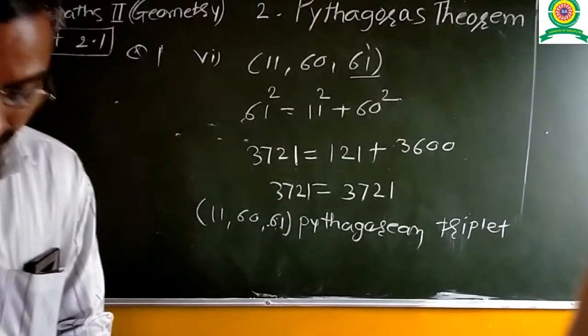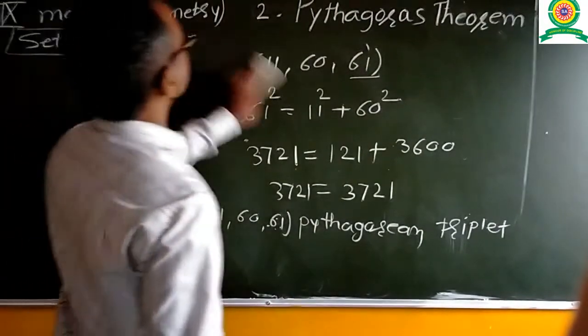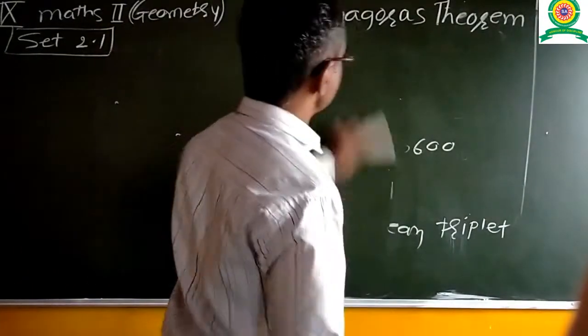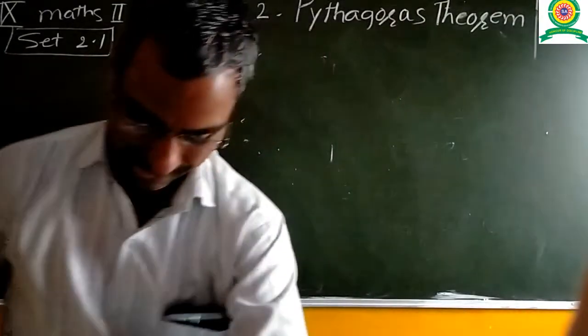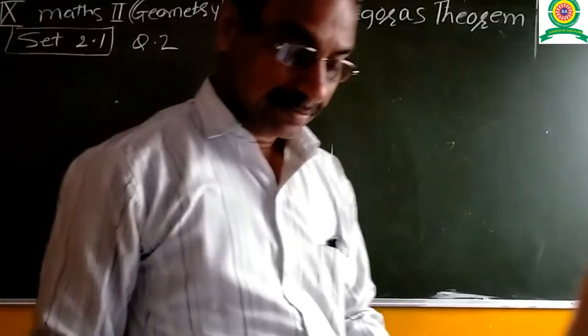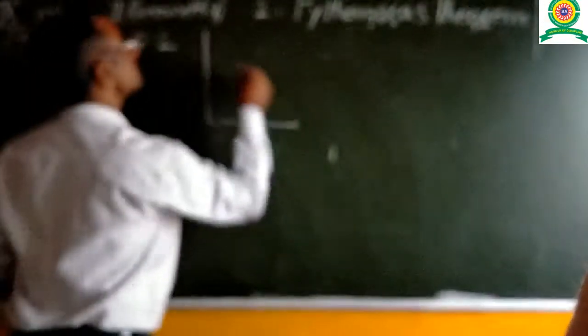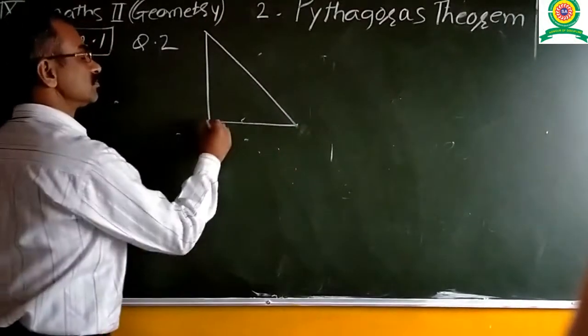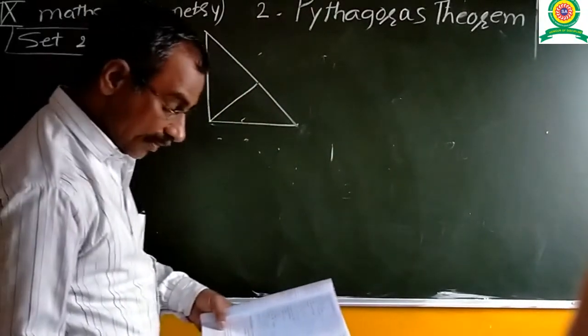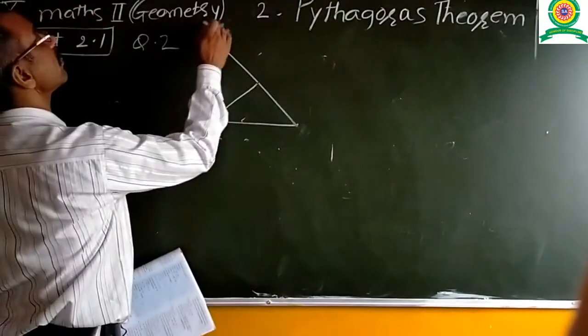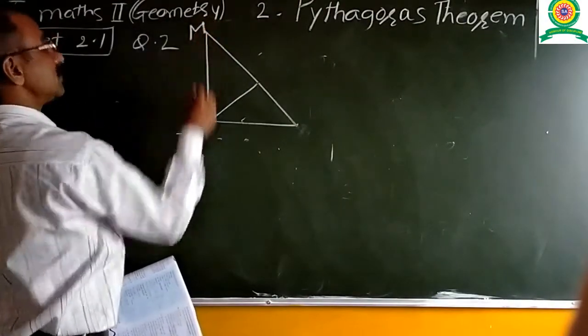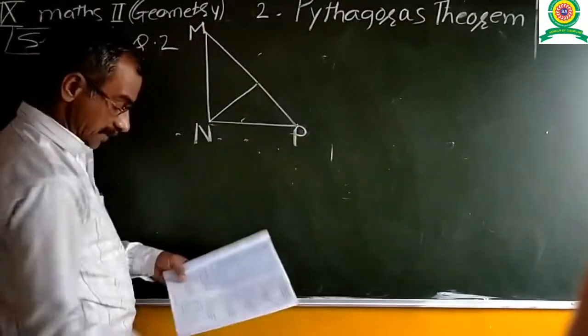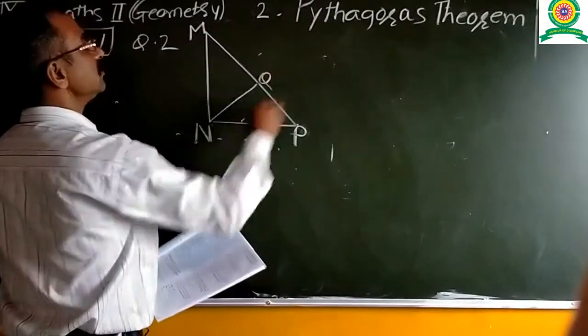So we saw all 6 sub-questions of question number 1. Then we are going to solve question number 2. It is a diagrammatic question. I will draw the diagram. M, N and P, and the perpendicular NQ.